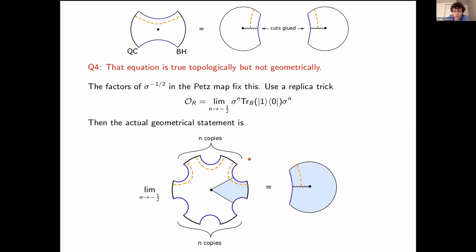And if you work out the type of wormhole that forms for integer n, it looks like this pinwheel diagram, where the shaded blue part is the part that's associated to the physical black hole, and the rest of it is associated to either this factor here or the factors of sigma, n factors of sigma above and n factors below. And now there's an honest geometrical statement, which is as you take n to minus 1/2 of this geometry, then the shaded blue region becomes exactly what we wanted. Okay. So that's the end of the first part.